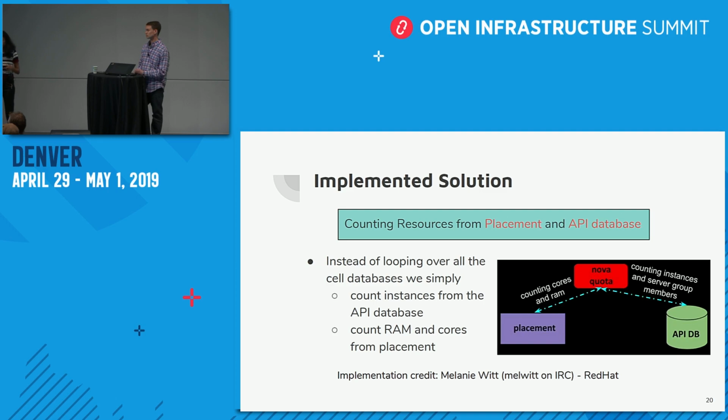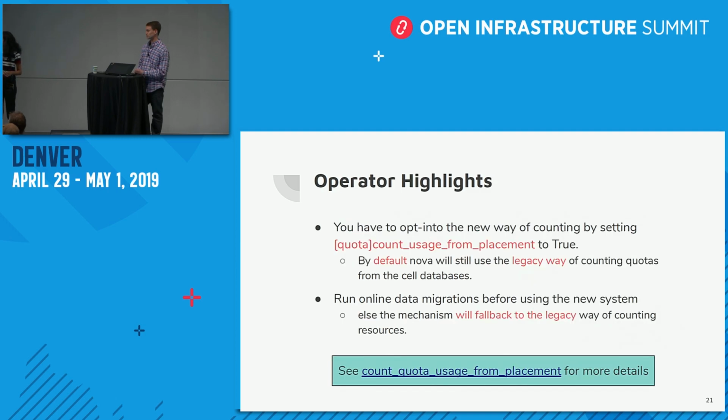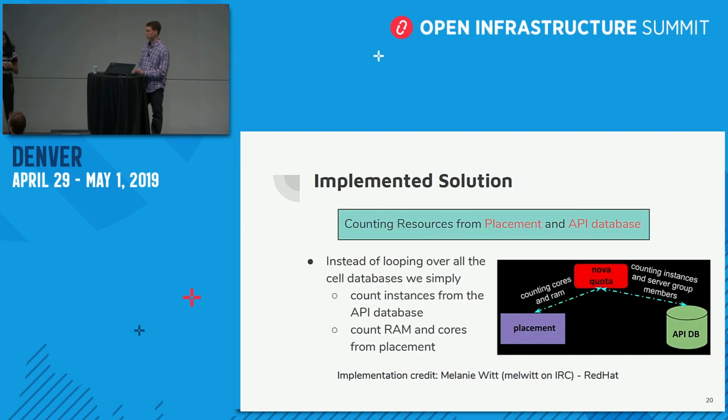We recently gave birth to this service. It's a new service. And yeah, so the implemented solution actually looks something like: you just count the cores and RAM from placement, and the number of instances in the server group members from the Nova API DB.